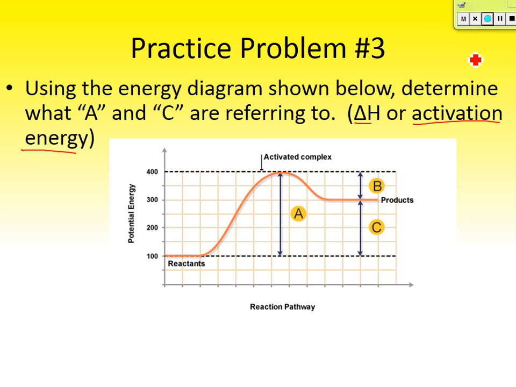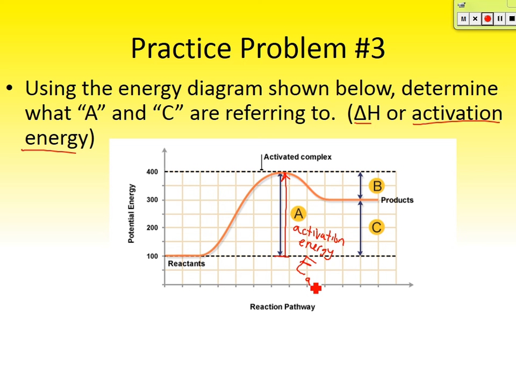All right, hopefully at this point you've tried it. But let's look at what A is really measuring here. So from where we start, from the reactants, to the top of this hill, what is that known as, guys? Activation energy. How do we abbreviate activation energy? Because it's kind of long to write every time. E sub A. So A is measuring the energy of activation.